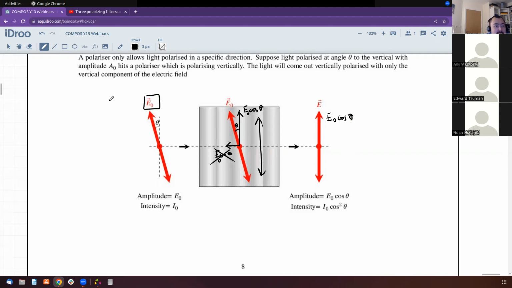E0 is the amplitude of the wave. For example, the wave can be E equals E0 cos omega t, or omega t plus kx, for example. So that's the wave equation. And of course, when it comes out, it's multiplied by cos theta. Nothing to do with this cos, because this is just the oscillation of the field.